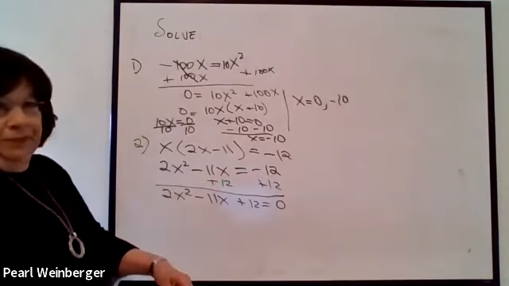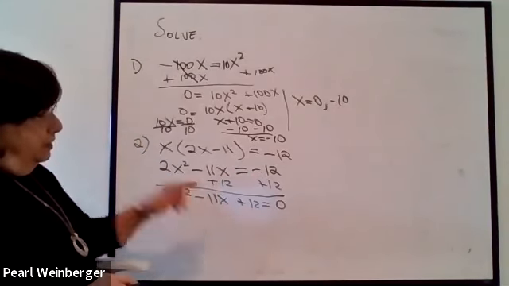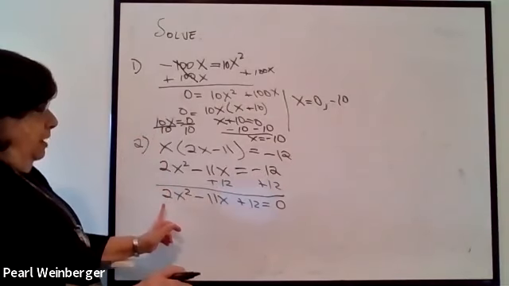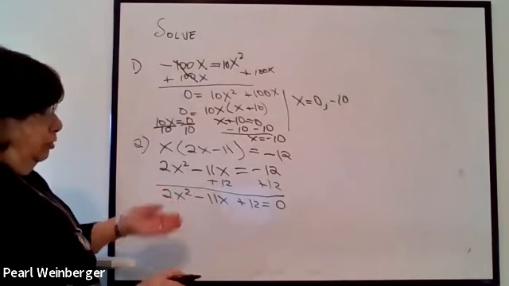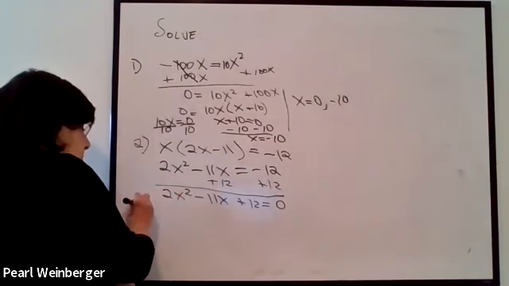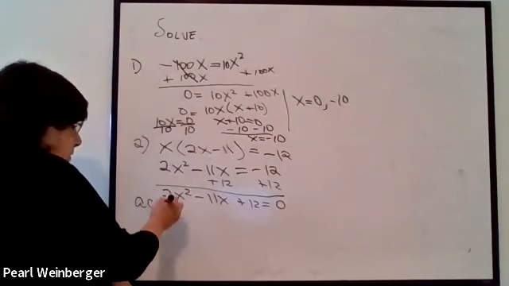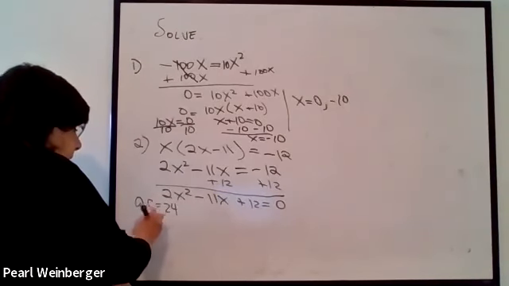That's what I got. And there is no common factor here because this is an 11. It's not a 22. I don't know what I was thinking there. But I want to factor this. It's a trinomial. In order to do trinomial factoring, I'm going to use the AC method. So my AC is going to be 2 times 12, which is 24. It's a positive 24. And my B is the negative 11.